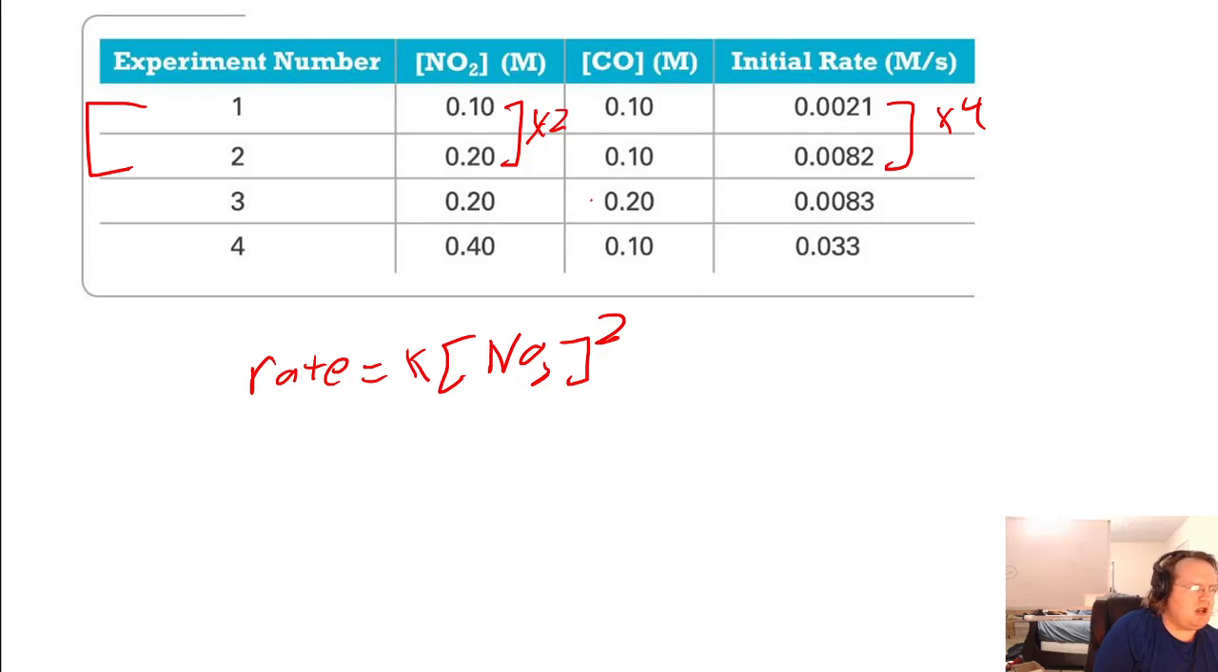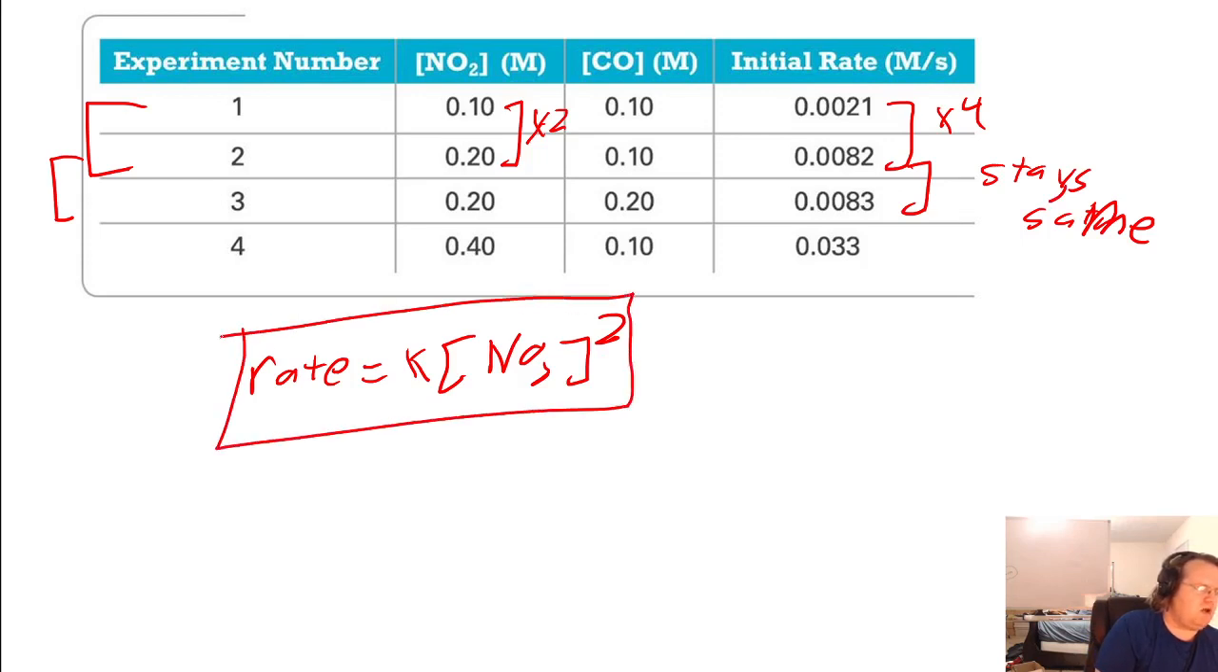Now, if I compare, let's say, 2 and 3, where the carbon monoxide changes but the NO2 doesn't, this stays the same. So if it stays the same, it's 0 order. I don't know why I wrote a T there. And that should be a Y. So when I do that, I don't even need to write CO, because CO to the 0 power just gives you 1. So this is the overall rate law for this reaction. This is the most common way of how you'll solve these.